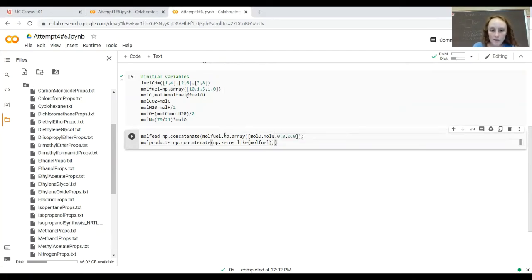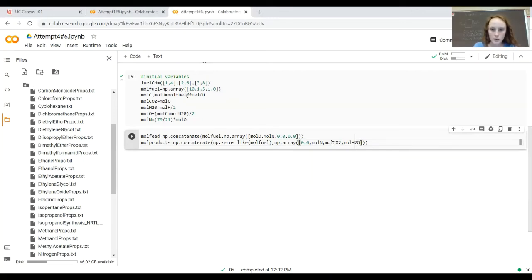So I'm going to go ahead and just copy this part, since it's a little similar to what we're doing right now. Okay, so now these are the products. We have 0 oxygen, because we've used it all up, since we're assuming complete combustion. Still we have moles of nitrogen, but now also we have our products, which are moles of CO2 and moles of H2O.